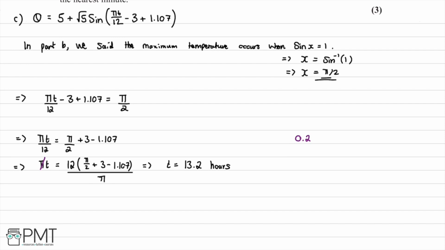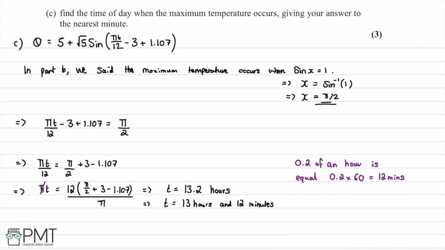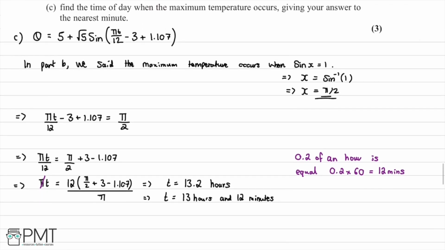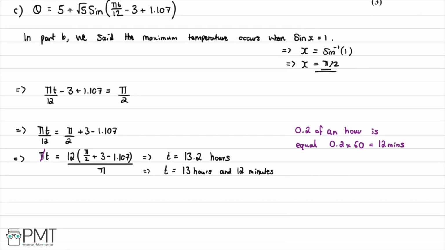So we can say that 0.2 of an hour is equal to 0.2 multiplied by 60. And we put this into our calculator, and this comes out as 12. So we have 12 minutes. So therefore, we can say that the time is equal to 13 hours and 12 minutes. But again, we were asked to find the time of day, and we know in the question we're told that t is a number of hours after midnight. So therefore, just to finish this off, we can say that t is equal to 13 hours and 12 minutes after midnight. And therefore, we've completed this question.